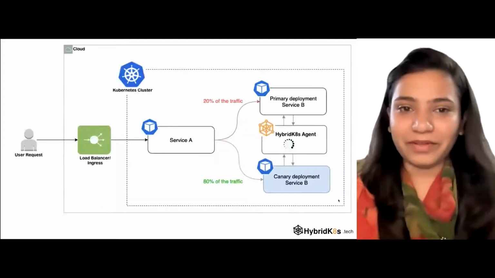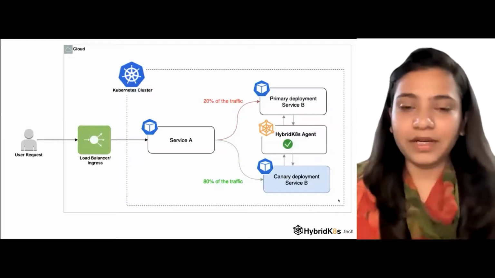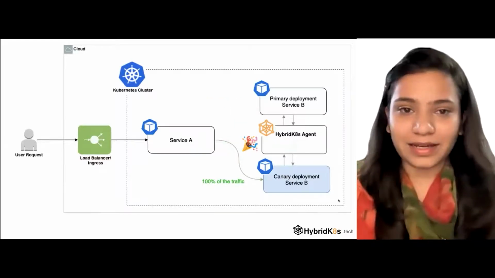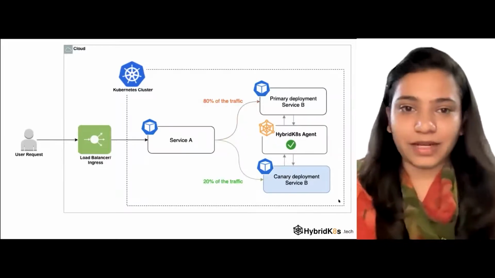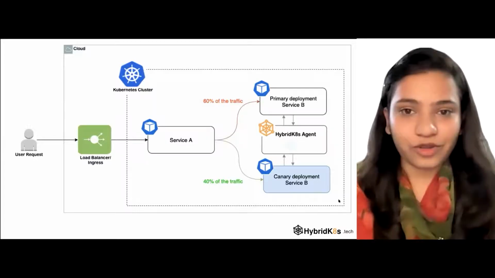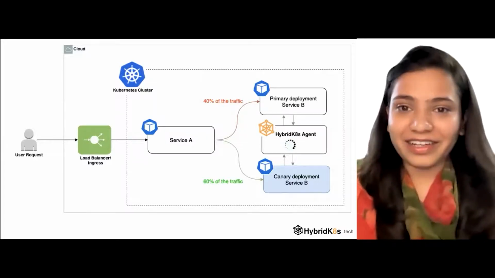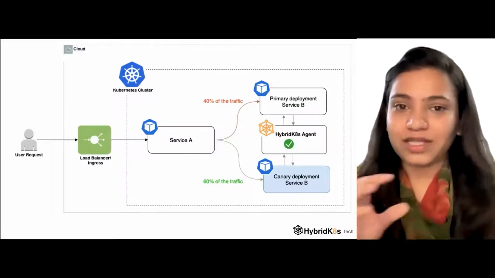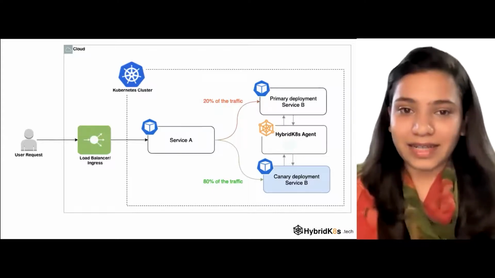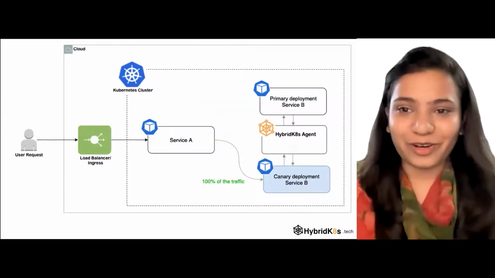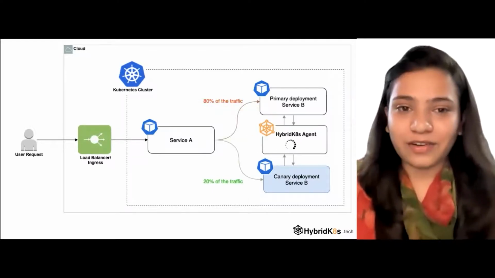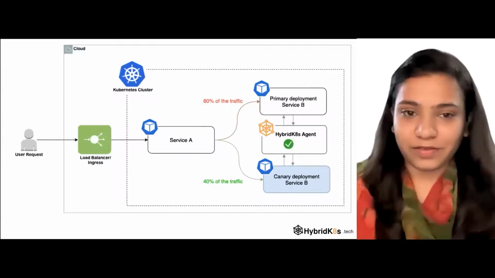Let's take an example. Here's a canary deployment happening on your Kubernetes cluster, which is a pattern for rolling out releases to a subset of users or servers. The idea is to first deploy the change to a small subset of users and then test it via Hybrid KTS logs or performance metrics, and then roll the changes out to the rest of the users.